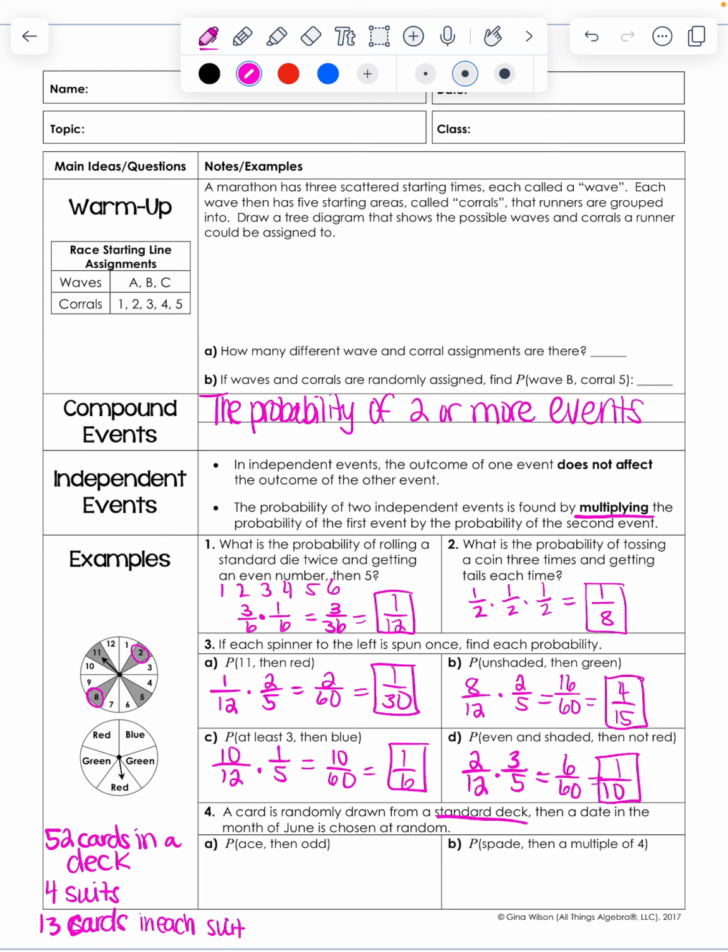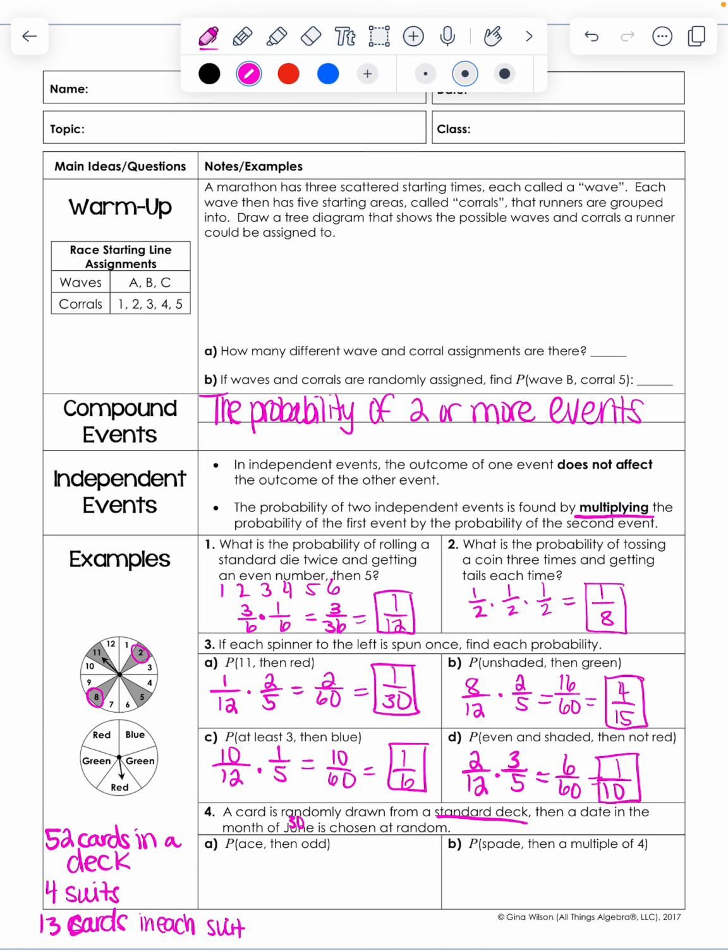Meaning like there's 13 heart cards and so on. Okay, so a card is randomly drawn from a standard deck. Then a date in the month of June is chosen at random. Find the probability of this different stuff happening. So this one requires you to know a couple of things too. You need to know that June has 30 days.